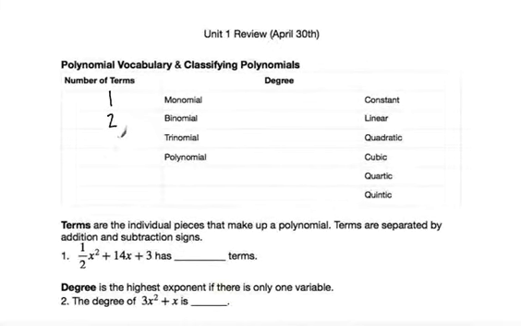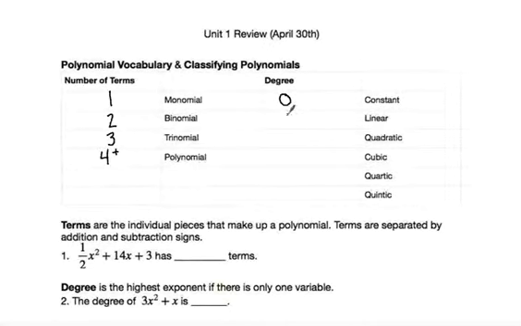If a polynomial has two terms, we call it a binomial. And if a polynomial has three terms, we call it a trinomial. Anything that's more than three, we just call a polynomial, so it doesn't get a fancy name. So if you have 4 terms or 5 terms, and so on, you just call it a polynomial. Your degree is the highest exponent. And if you don't have any variables, then you have a constant polynomial.